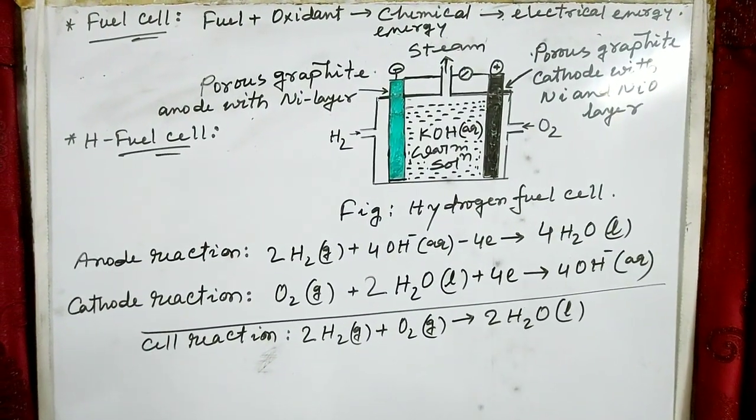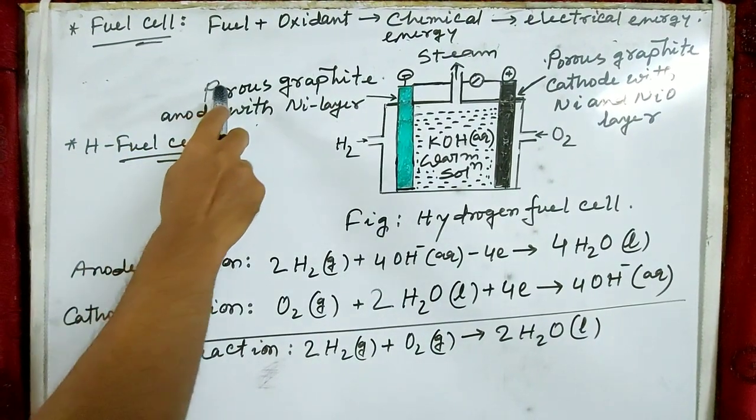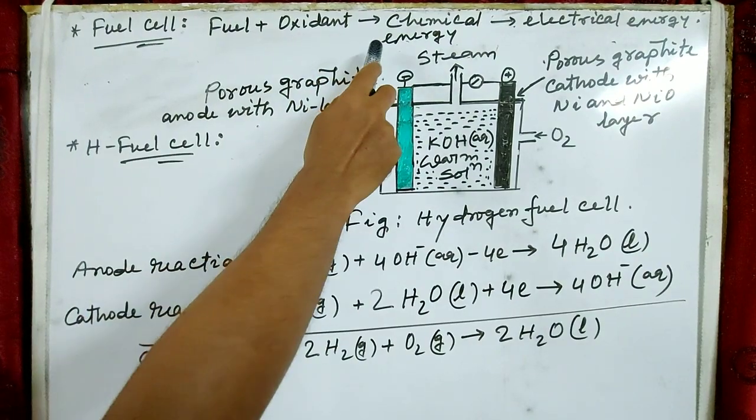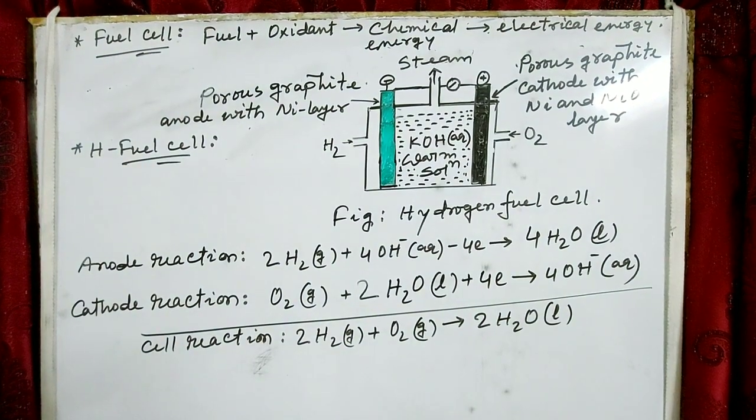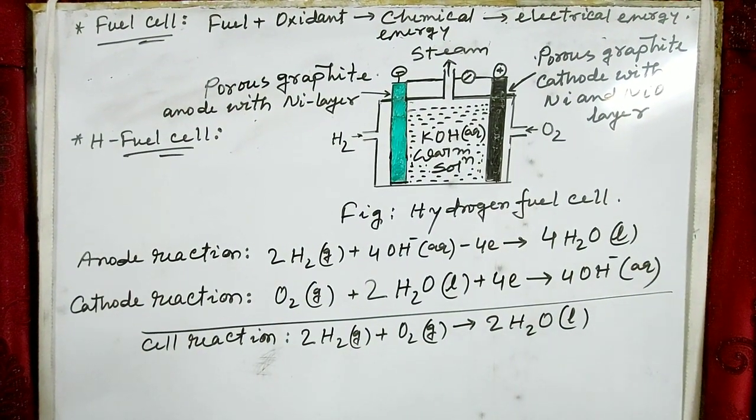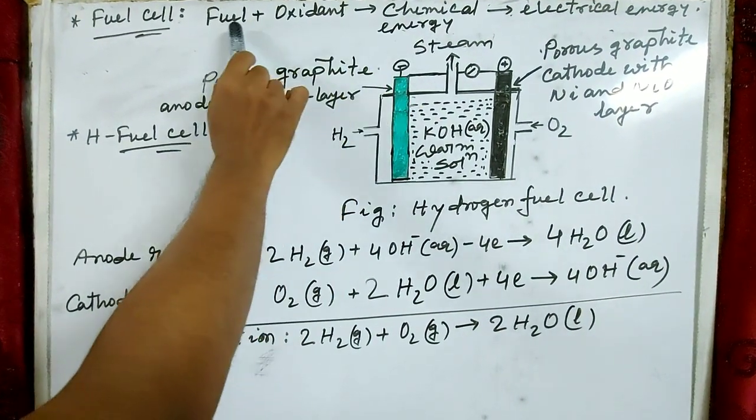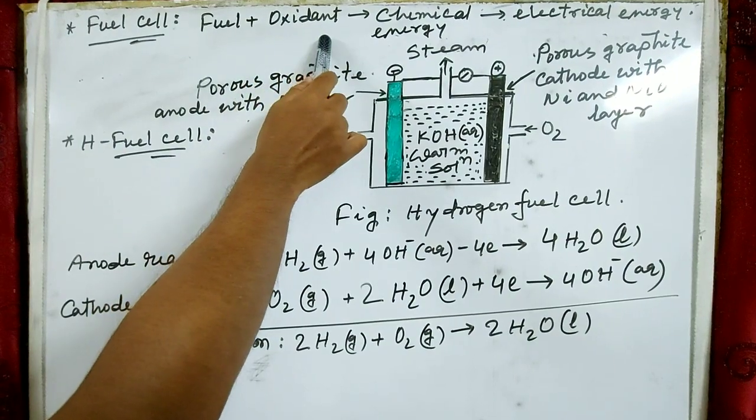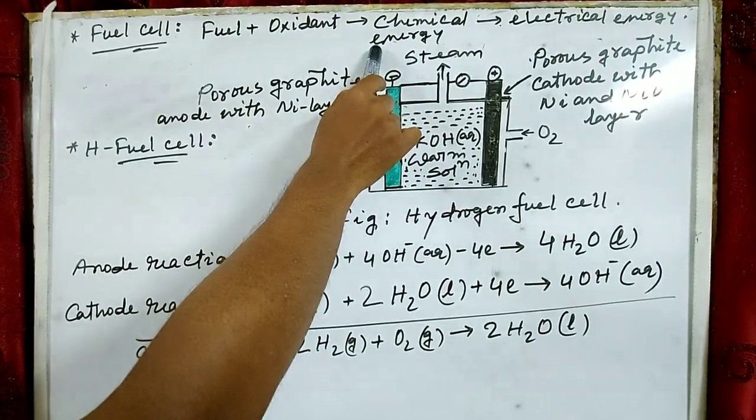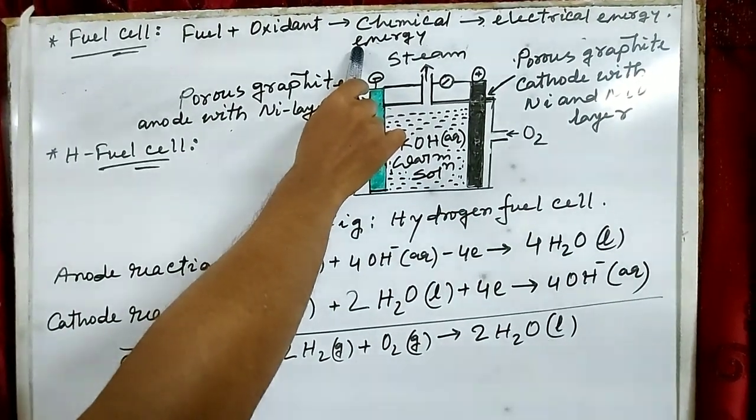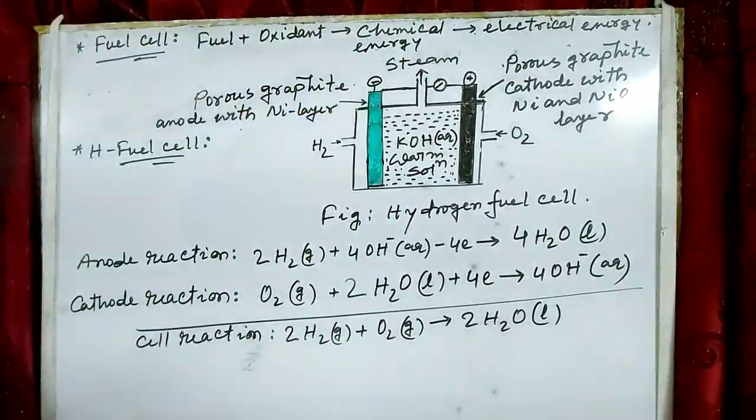My dear students, now we'll study fuel cell. What is a fuel cell? The cell in which chemical energy converts into electrical energy is called a fuel cell. Now you have to know what the source of chemical energy is. The reaction between fuel and oxidant produces chemical energy, which is stored in the reaction system. Then this chemical energy converts into electrical energy.